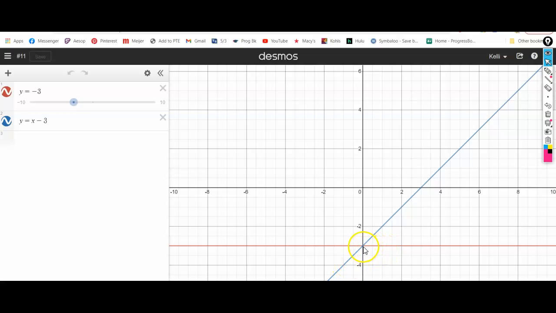And if you want to know what their point of intersection is, you just put a point there, and it'll tell you it's 0, -3. So the solution for number 11 is one solution, and the point is 0, -3. That solves both of them.